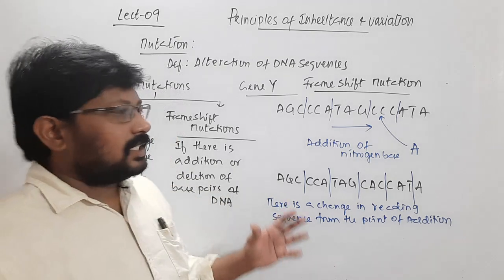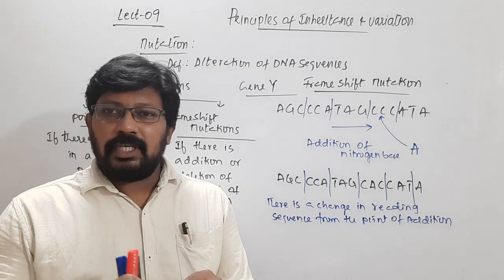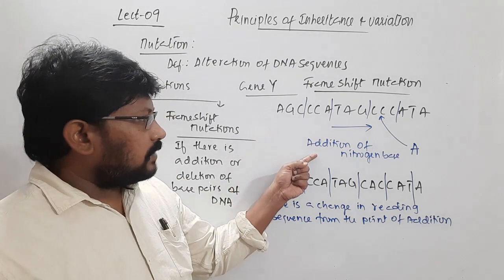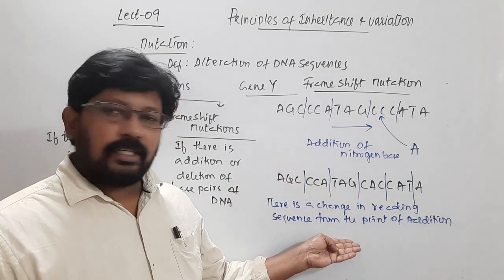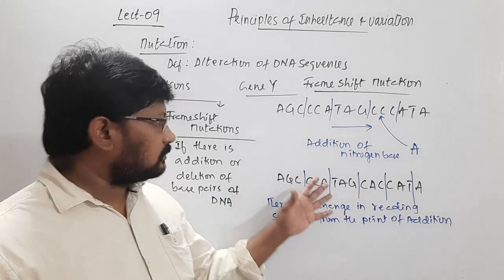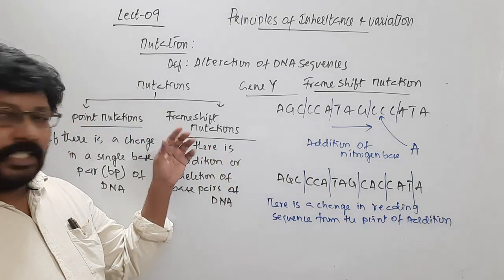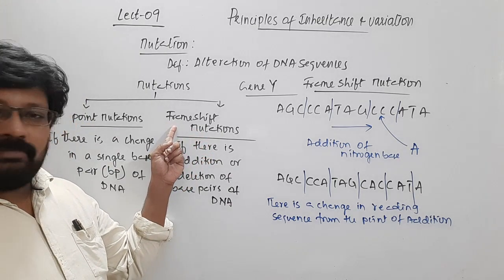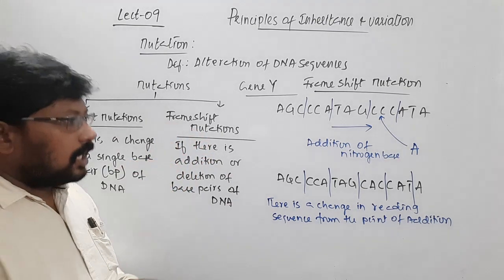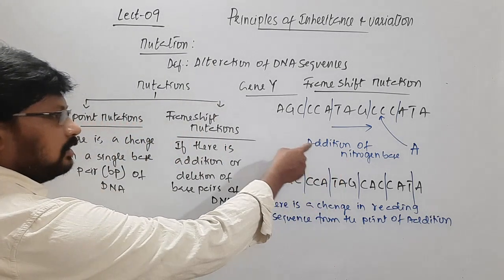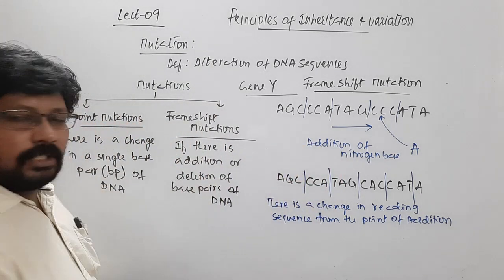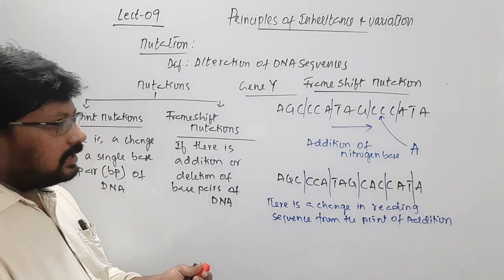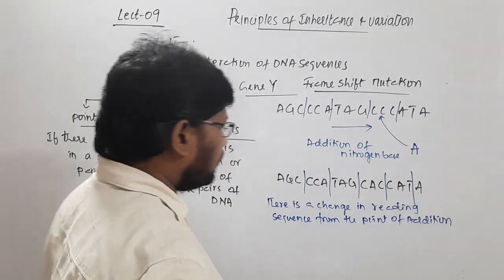Here I'm just telling you briefly what mutation is. So here the addition of a nitrogen base has changed the reading frame, so there will be a shift in the frame. That's what we call frame shift mutation. Now I told you that there will be addition, or in other cases there may be deletion also. So if there is a deletion, let's see.